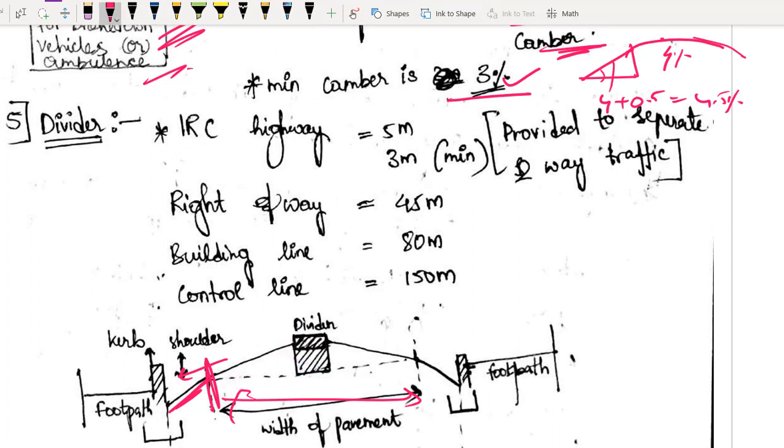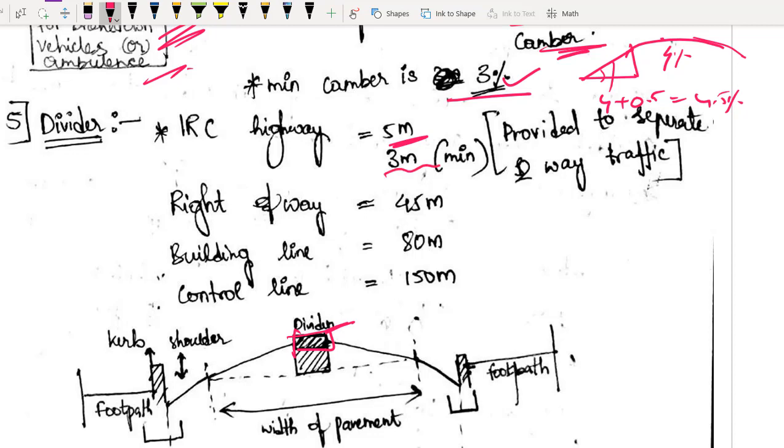Now come to the next concept, divider. Divider you all know, right? Whenever you are traveling on the roads, what will you see in the middle? You will see bushes, right? You will have an elevation, you will have trees, everything growing on it. I hope you see it on the highways basically. So we have a specification, basically we have to provide 5 meters. Wherever providing 5 meters of divider is not possible, minimum we have to provide 3 meters.